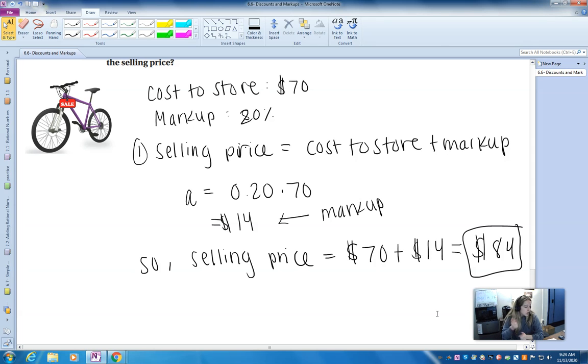Okay? All right, so that's discounts and markups. Make sure you follow these equations carefully as you do the assignment.